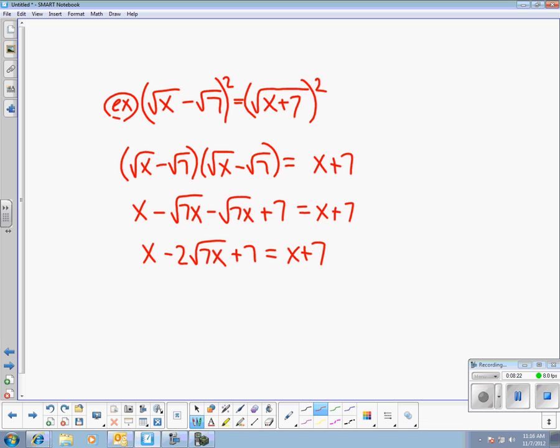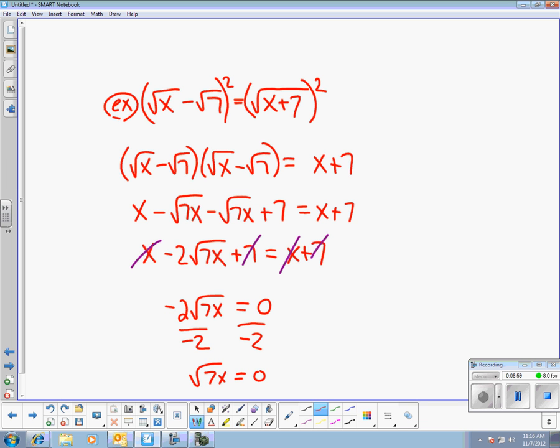So if I subtract x from both sides, I just lose my x's. Subtract 7 from both sides, I lose my 7's. And I'm left with negative 2 times the square root of 7x equals 0. All right, and so in order for this to be true, x would have to equal 0. I can divide by negative 2 and then square and all that, but really, if this is going to equal 0, the only way that can happen is if I take the square root of 0. I'll do those steps anyway.